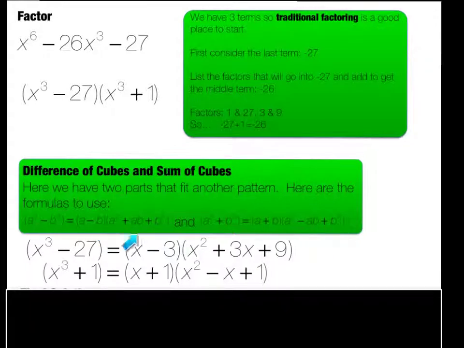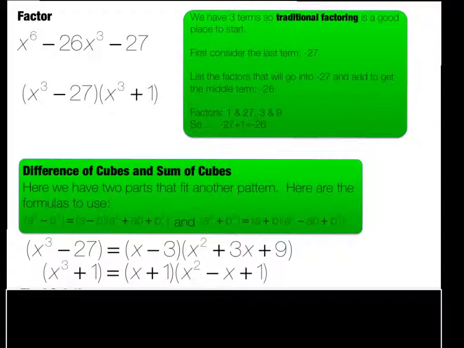So the first part squared, that would be x squared. This would be the first part times the second part, so x times 3. You can ignore the signs for this because they're kind of built into the formula. So x times 3 would be just 3x. Then we do the last part squared, so that'd be 3 times 3. That's where I get a 9 from.